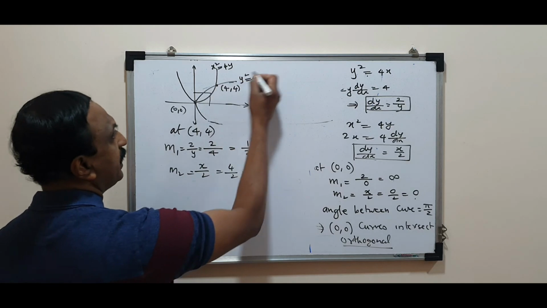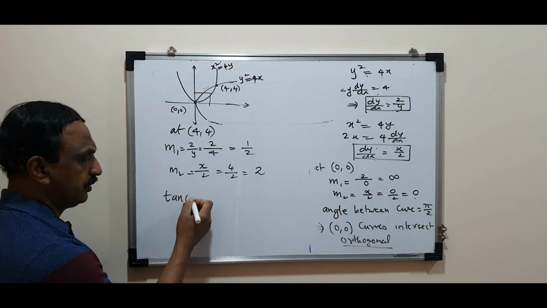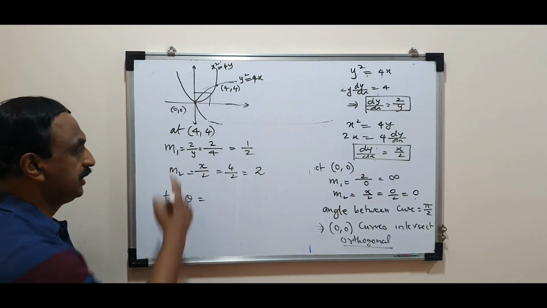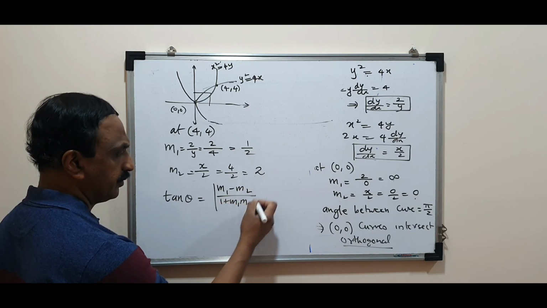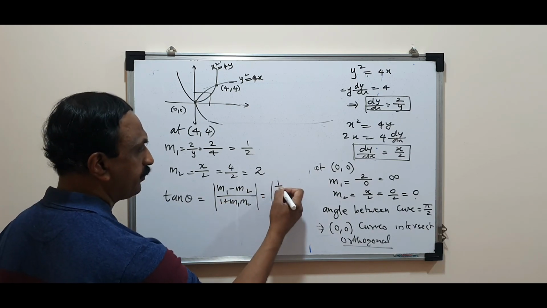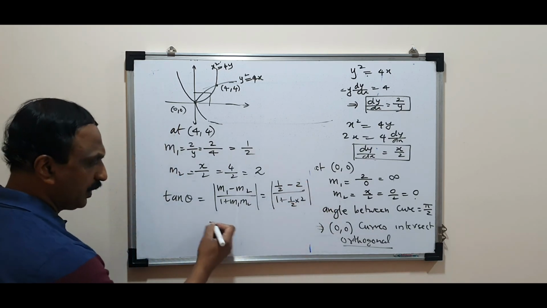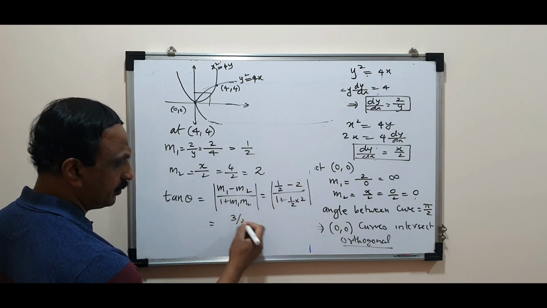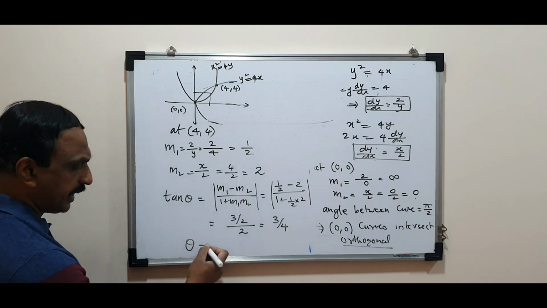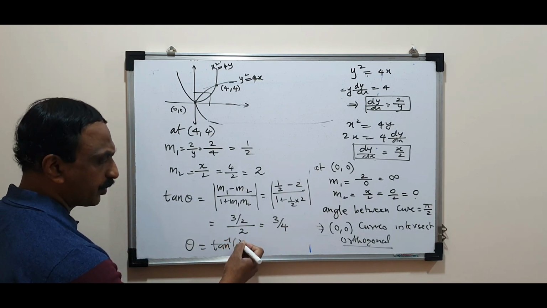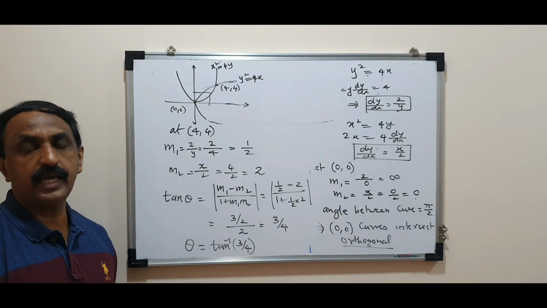Now that means one tangent like this, one tangent like this, and finding the angle between them. So tan theta is equal to, what is the formula to find the angle between the lines? tan theta is m1 minus m2 upon 1 plus m1 m2. So I will get half minus 2 upon 1 plus half into 2, which will give me 3 by 2 divided by 2, which gives me 3 by 4. So theta is tan inverse 3 by 4. So the angle between the tangents at (4, 4) is tan inverse 3 by 4.